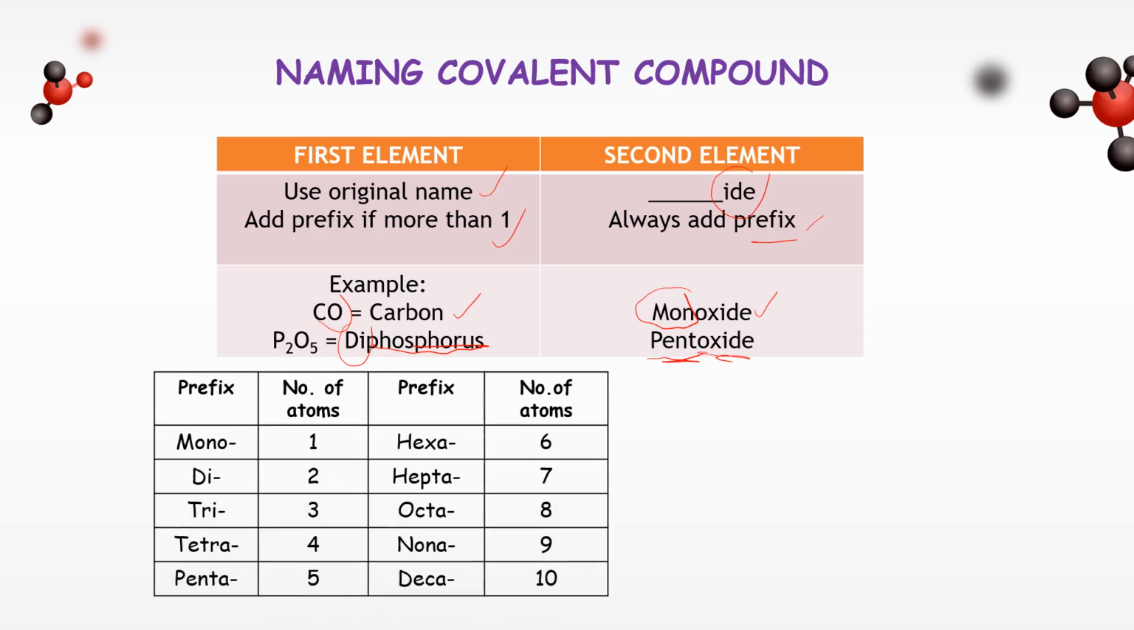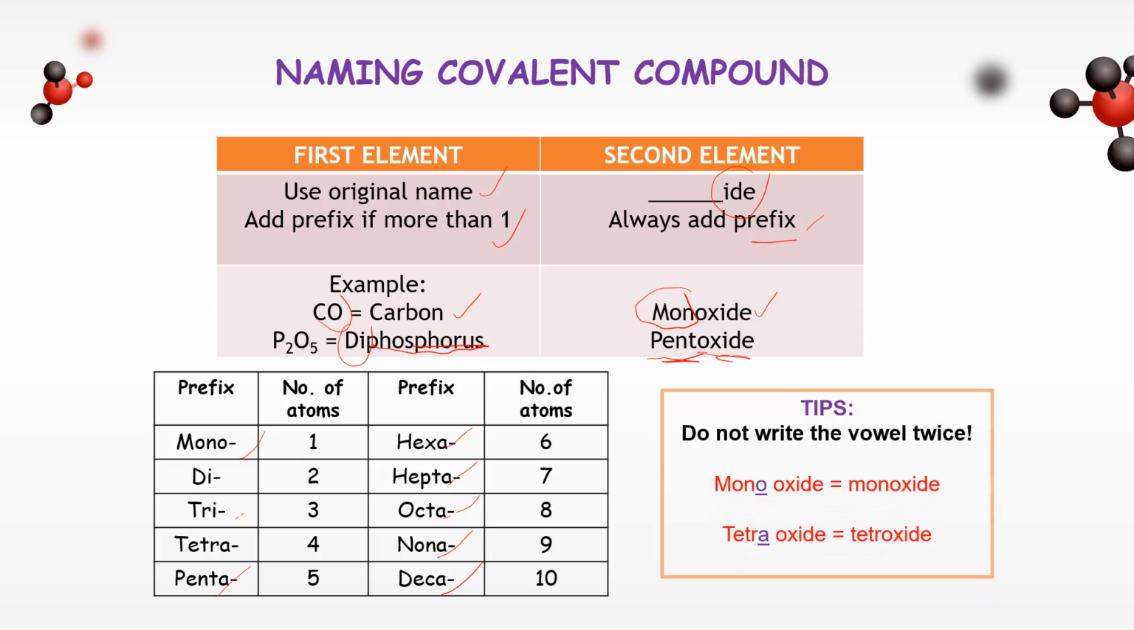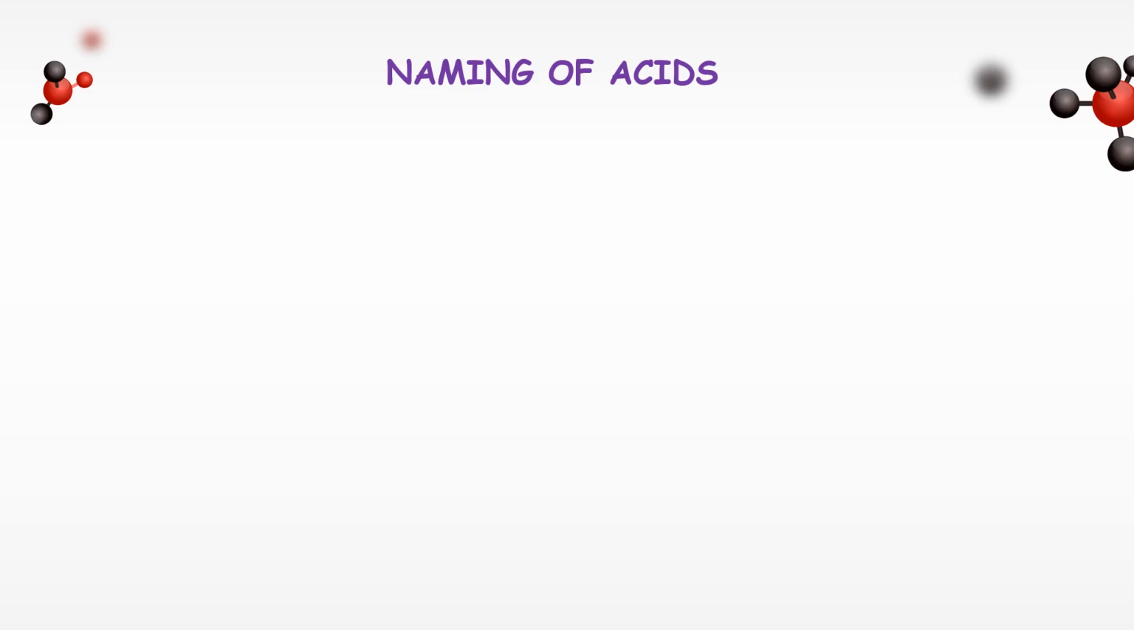Here we have the prefixes mono, di, tri, tetra, penta, hexa, hepta, octa, nona, and deca, which represent the number of atoms. A tip is not to write the vowel twice, so we have to remove the O or A, from monooxide becoming monoxide, from tetraoxide becoming tetroxide. Now I am going to show you how naming of acids can be done.